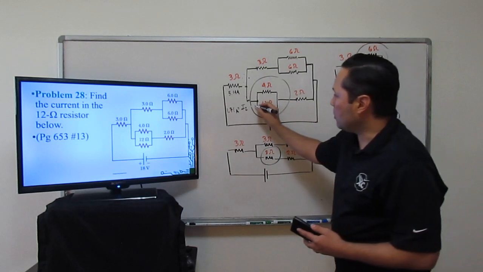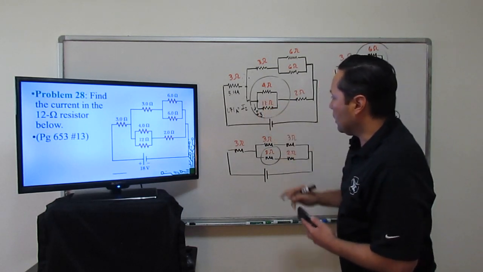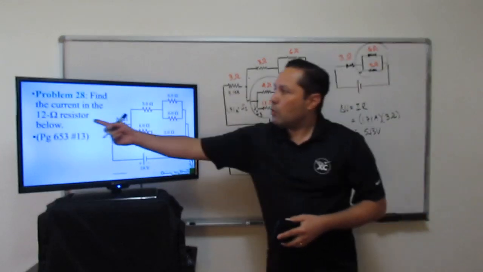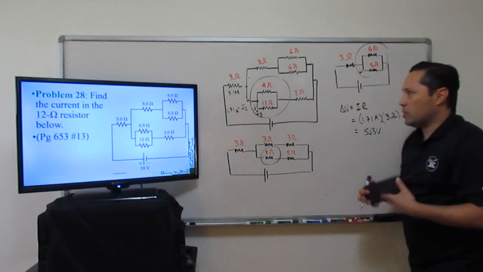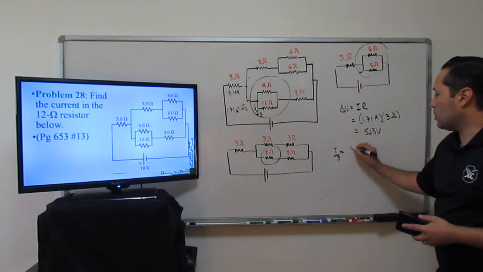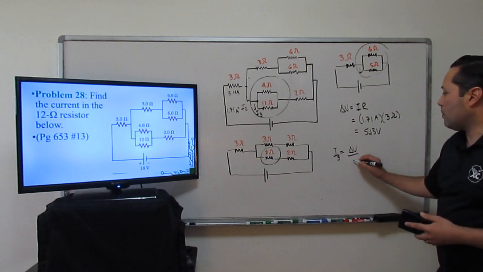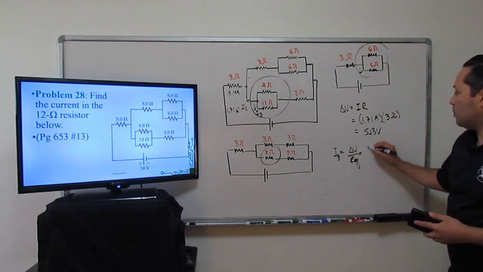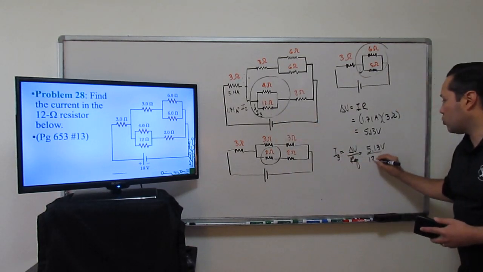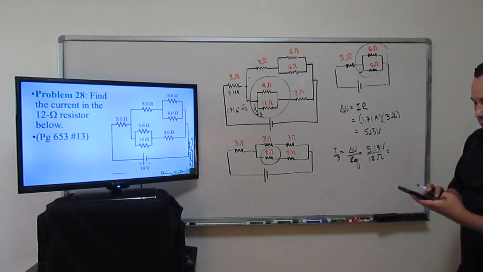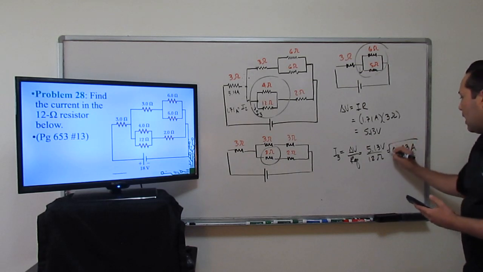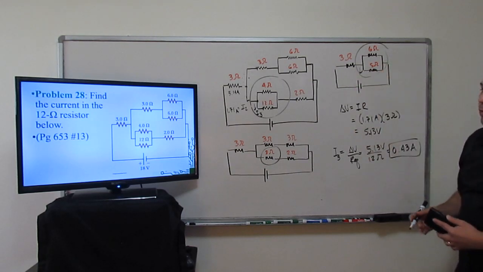Now, again, it's going to go down. We're going to call that I3. It's going to go down and up, but we don't care about the one going up since they asked in the question for the 12 ohm resistor. So what do we do now? I3 is going to be the potential difference divided by the resistance. The potential difference was 5.13 volts divided by the resistance of that resistor, which is 12 ohms. That's going to give us 0.43 amps. And that is the answer for problem number 28.